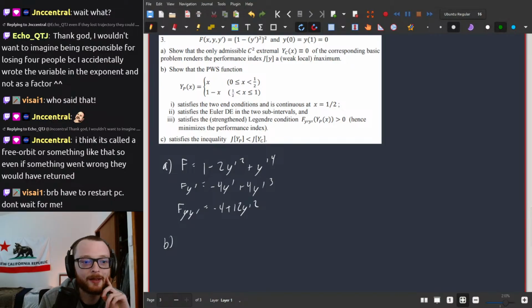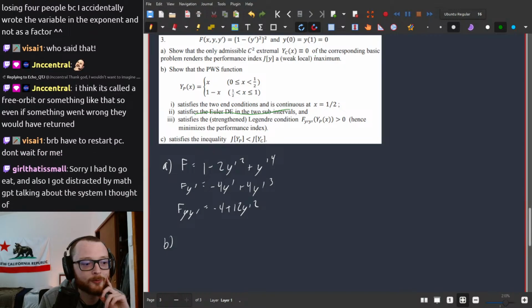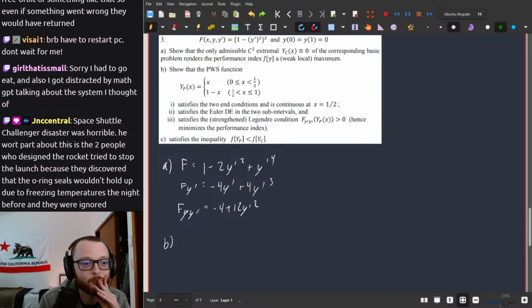Oh wait, so it is valid to do the problem in 2 different subintervals. I was wondering that from a different problem.